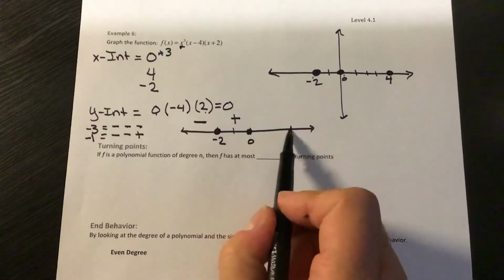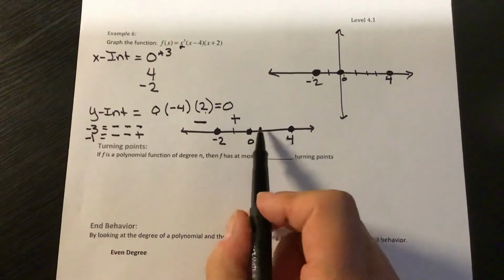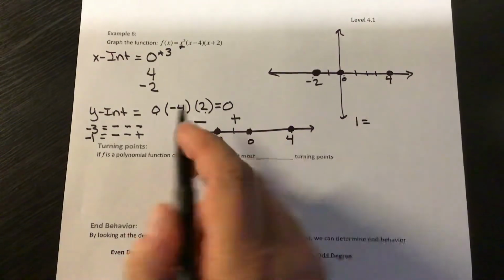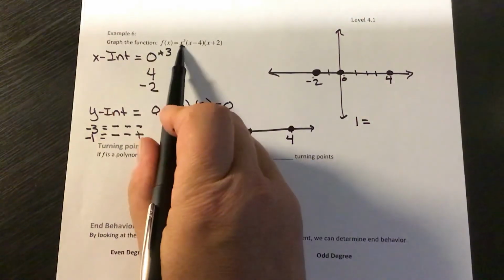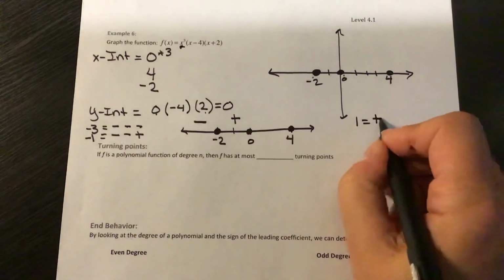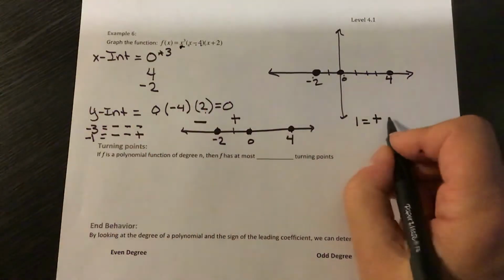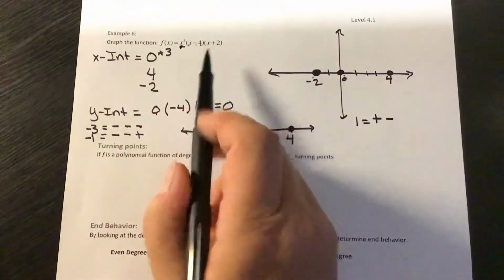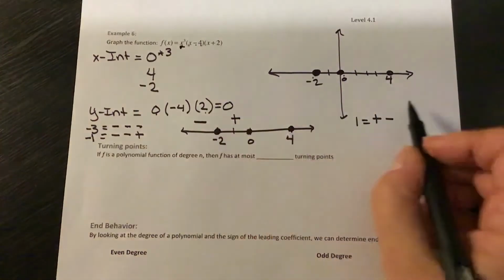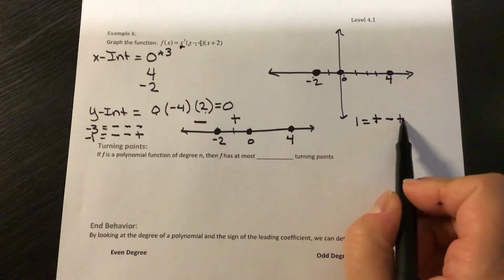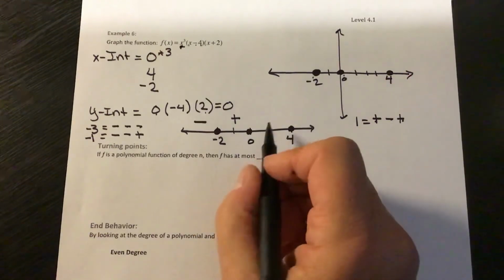And between 0 and 4, let's pick another number like 1. So if I plug in 1 into my equation, 1 to the 3rd power is +1, positive. 1 minus 4 is going to be -3, so that's times a negative. And +1 plus 2 is a positive. So a positive times a negative times a positive is negative.